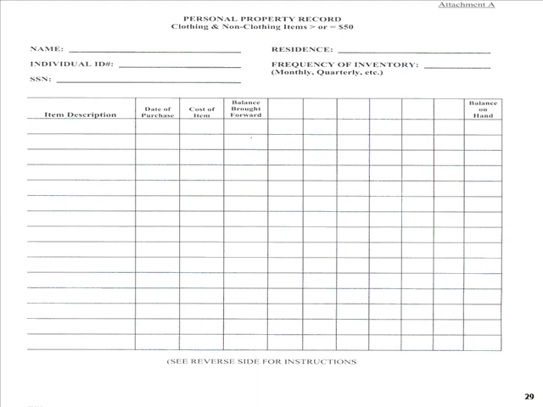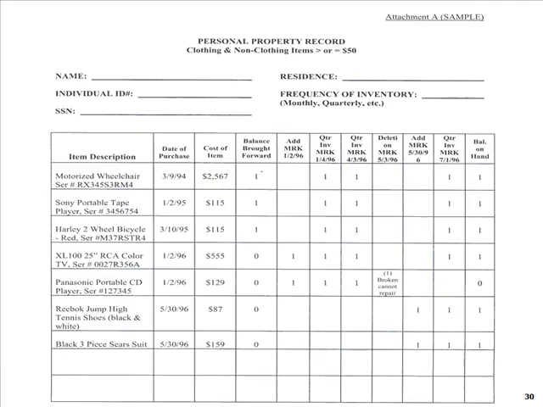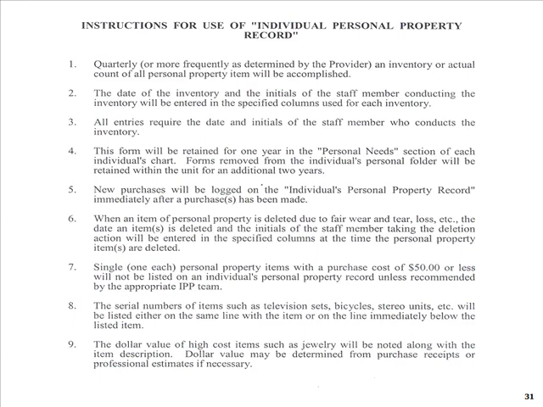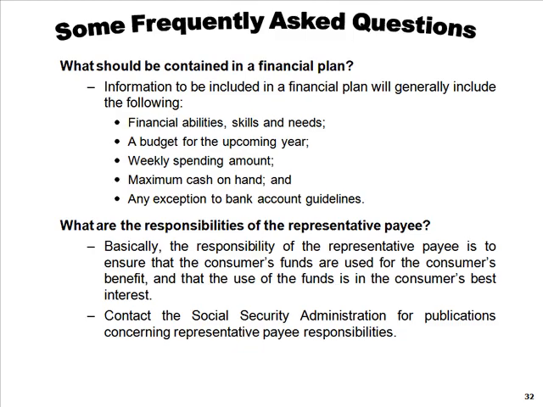This is an example of a personal property record. The next 2 slides explain and show how the form should be completed. The next 4 slides will cover some frequently asked questions. Please read through them, and if you require any further explanation, please contact SC-DDSN Internal Audit.